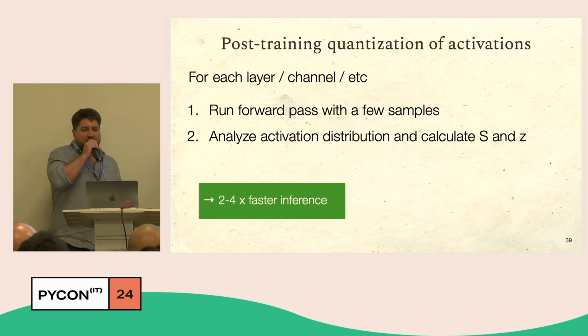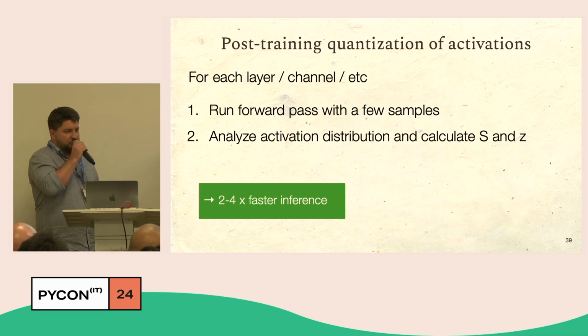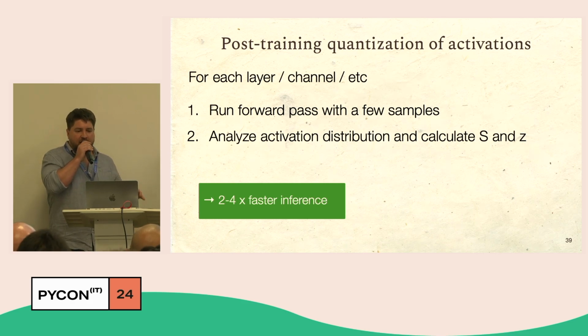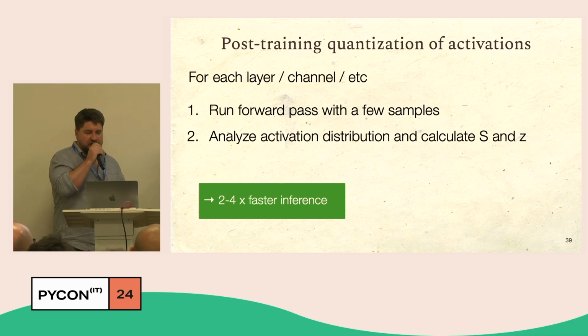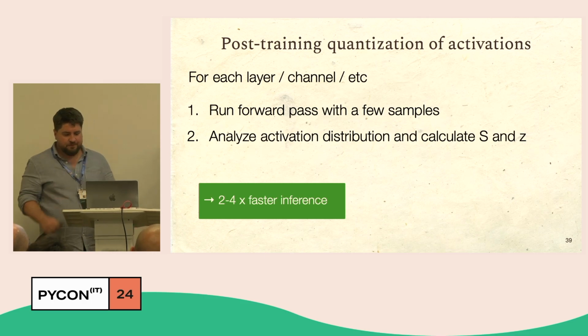We can apply basically the same strategy to the activations of the network. However, for that, we need to determine the distribution of activations, and we do that by running the forward pass of the network with a few samples. Then the principle is basically the same. We calculate the 2 parameters and we map the activations also to the reduced precision space. And that gives us, if we can do only integer multiplication instead of floating point multiplication, 2 to 4 times faster inference.